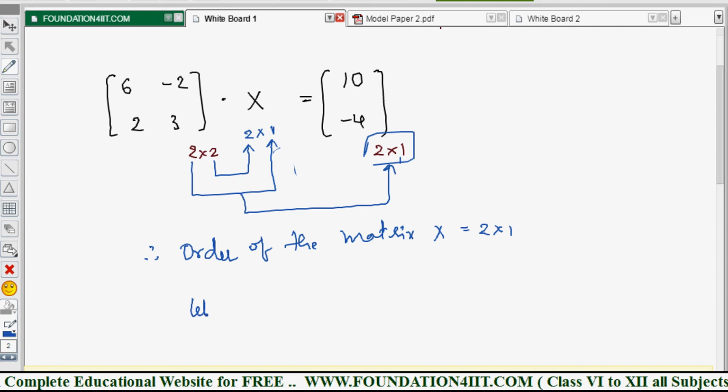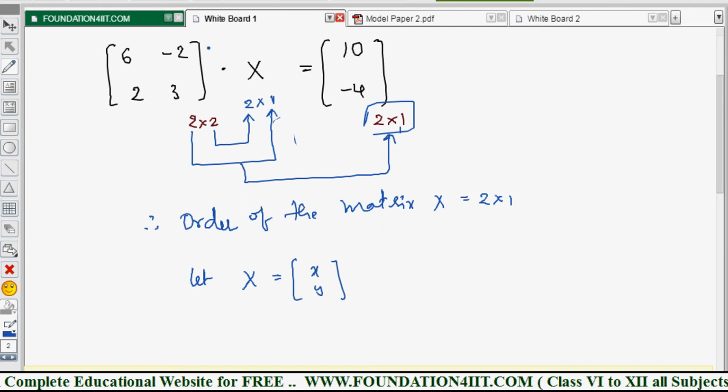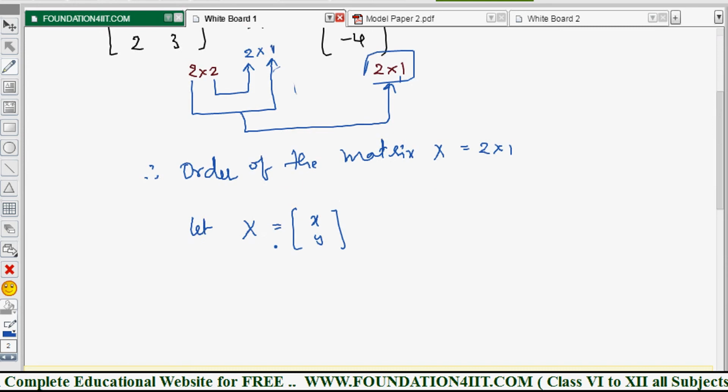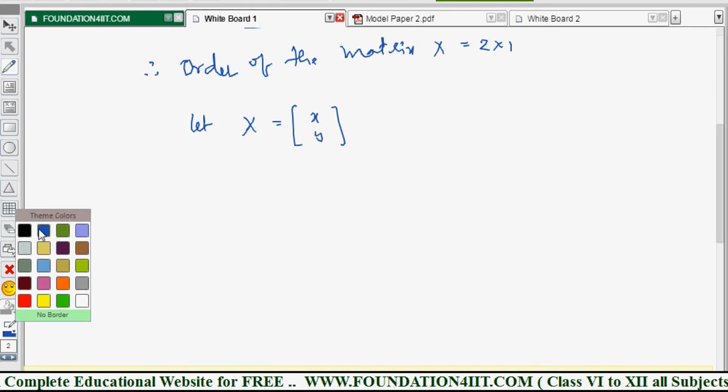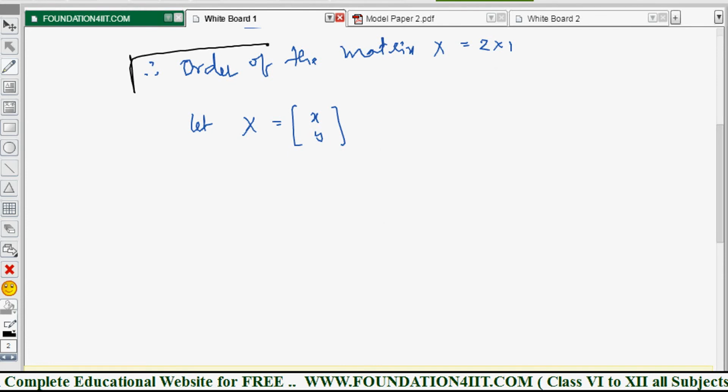Then we can take the X matrix as [x; y]. So 2 rows and 1 column. If you find out the x and y values, enough. So in the place of X, we can keep this matrix with elements x and y, and we multiply. Now let us see. So that is the order of the matrix we got.